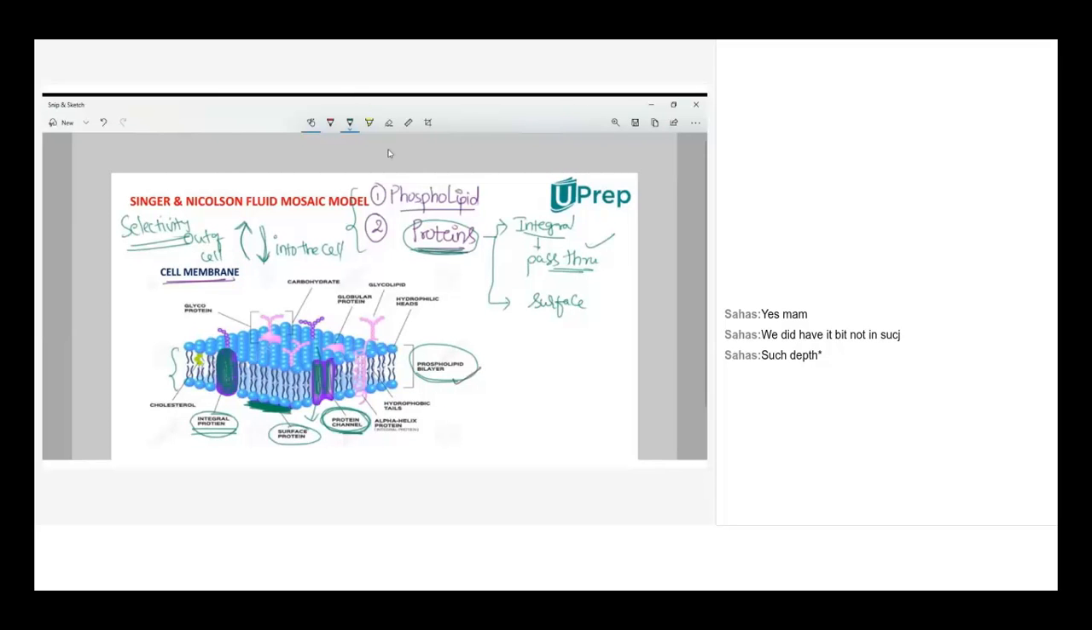Now the proteins may be throughout the cell membrane like this, or they may be at the surface of the cell membrane. Based on that, we are giving the terminology: integral proteins and surface proteins.